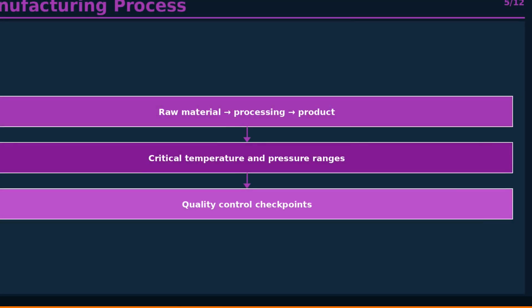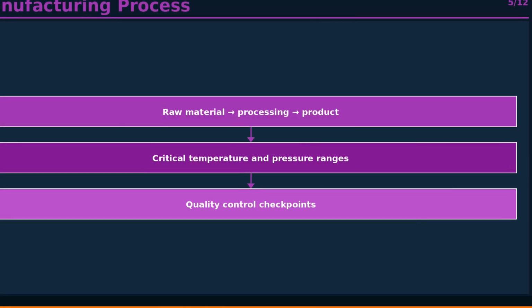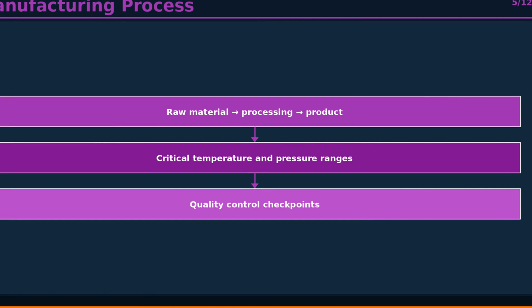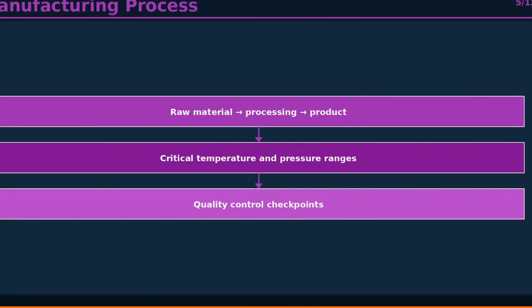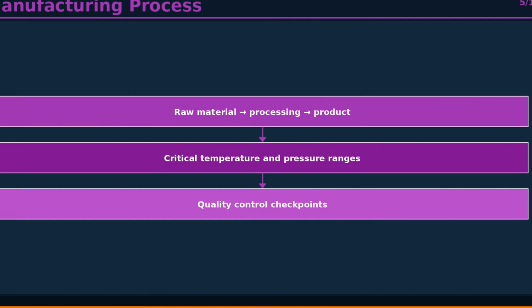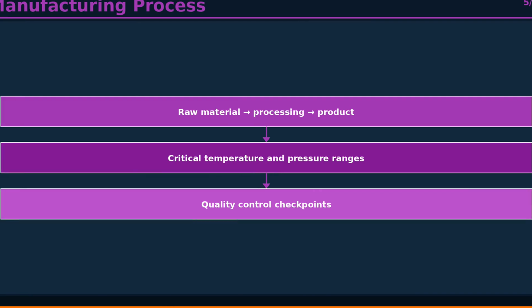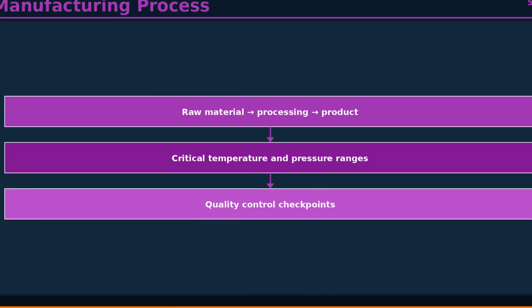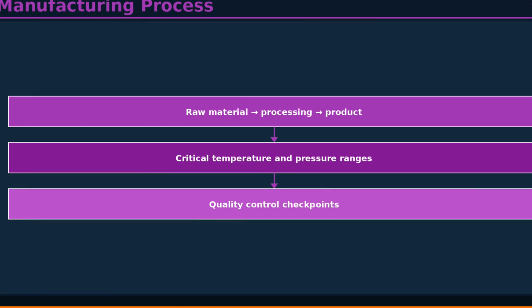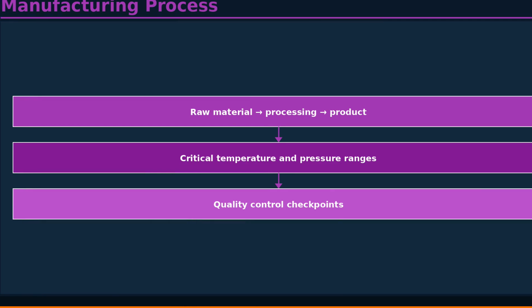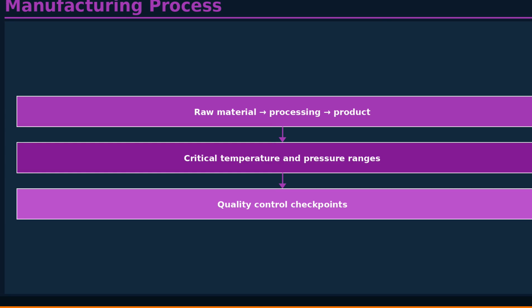The manufacturing process for types of plastics, thermoplastic vs thermoset, begins with raw material preparation and conditioning. Precise control of temperature, pressure, and time at each step is critical for quality. Quality checkpoints at each stage prevent defects and ensure consistency.